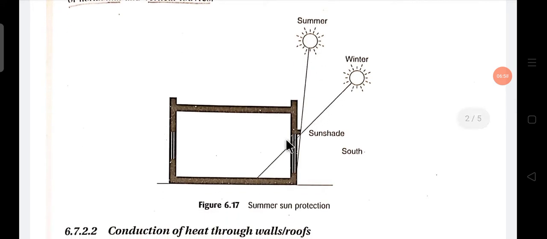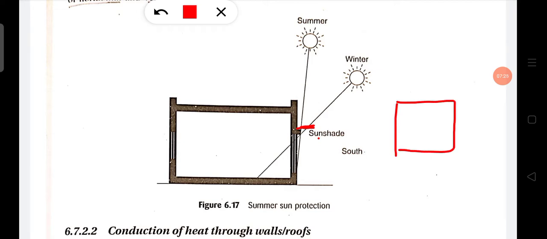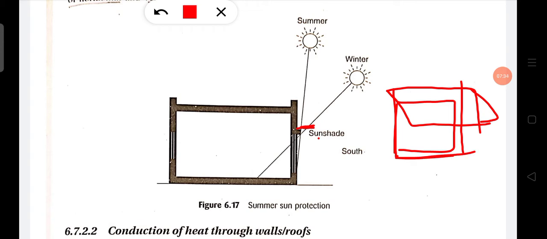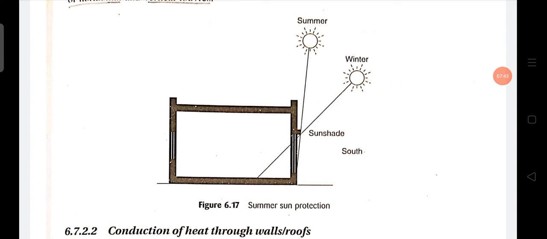A horizontal projection of appropriate depth will exclude the summer sun. Horizontal projection means there is a shade in the upper part of our window, which protects from rain or sunlight. This shading is of such measurement that it does not allow direct radiation in summer, but it allows it in winter.